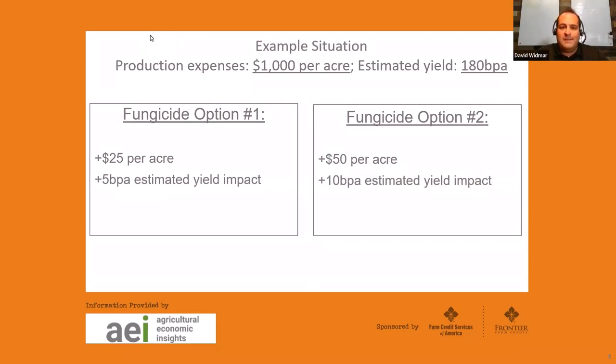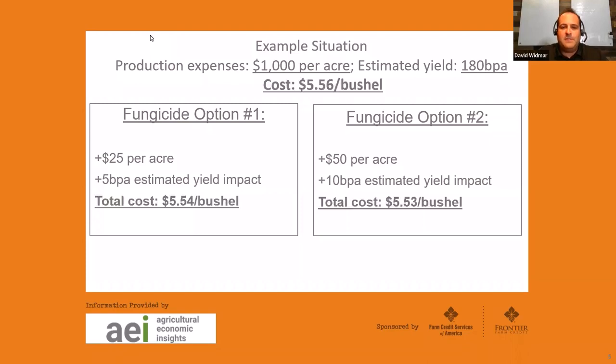And if you look at these three alternatives and say, okay, what's my cost of production on a per bushel basis? The appeal to this method is it starts to help you think about that trade-off between higher expenses, but yet higher production. So for the base case, there's a $5.56 per bushel. For option number 1, it fell to $5.54 a bushel, and then the fungicide option number two, the third option, gets you down another penny to $5.53 a bushel.